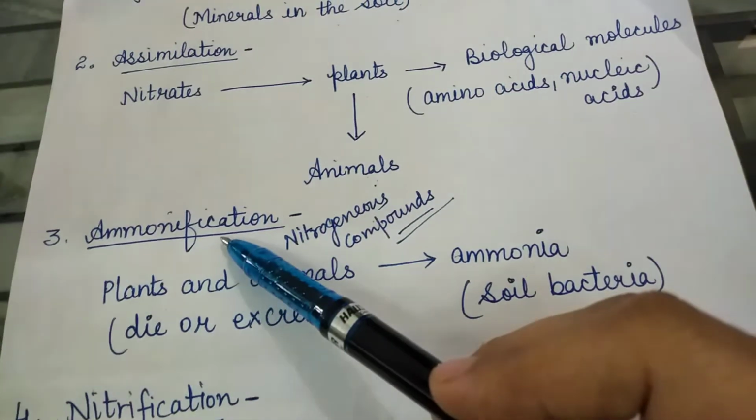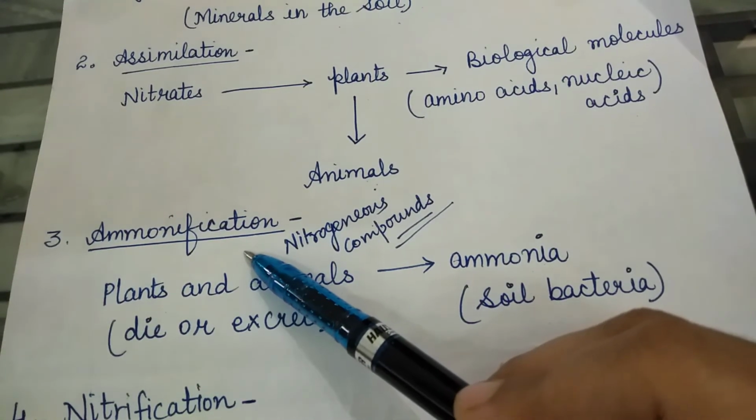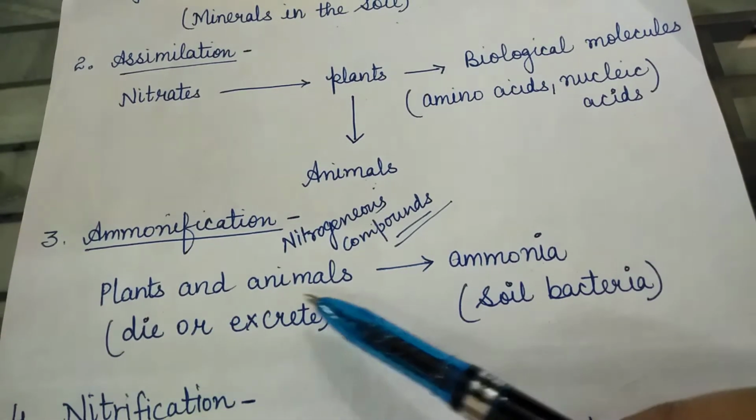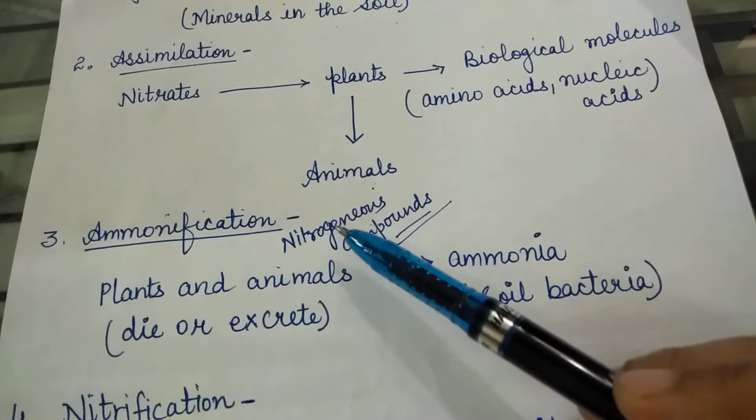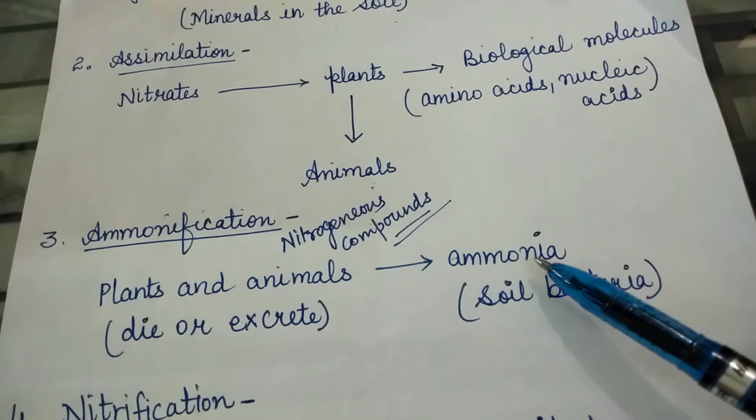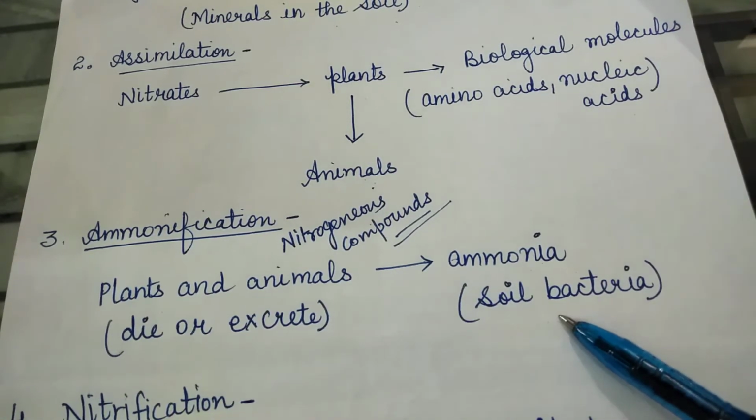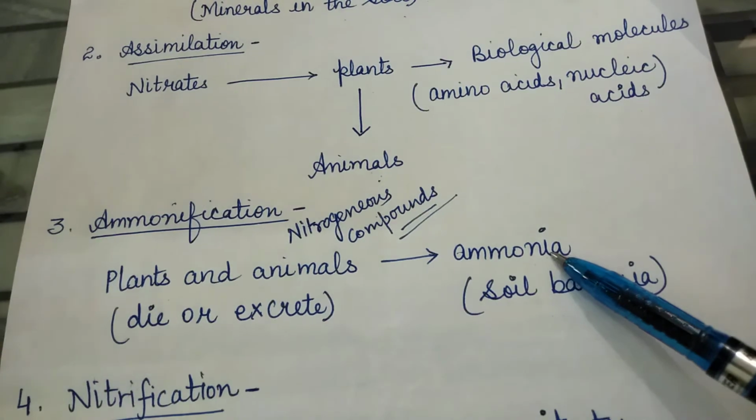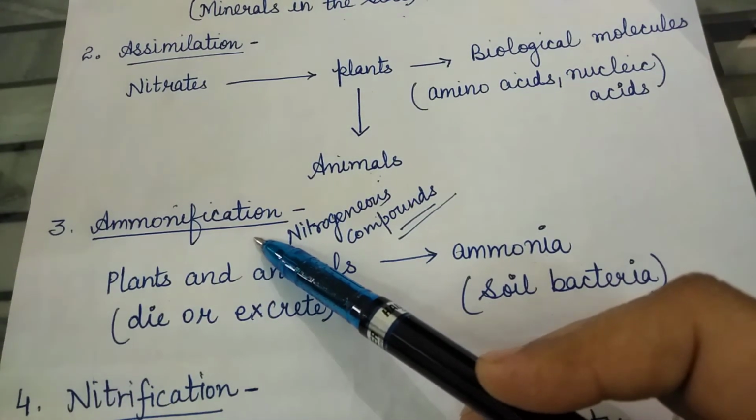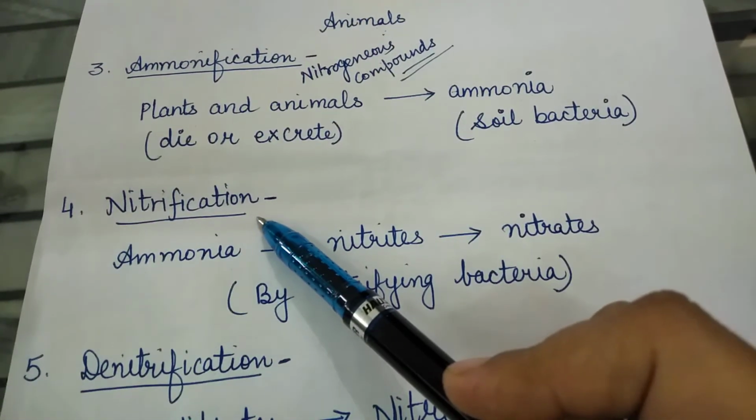The next step is ammonification. In this process, when plants and animals die, or when they excrete, the nitrogenous compounds present in their bodies are converted into ammonia by the bacteria present in the soil. So here ammonia is produced. That's why this process is known as ammonification.